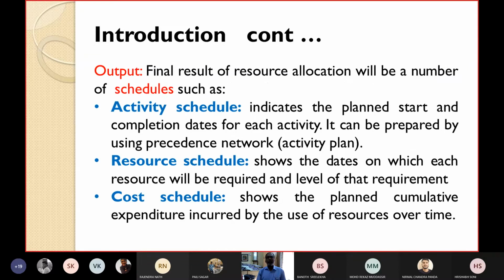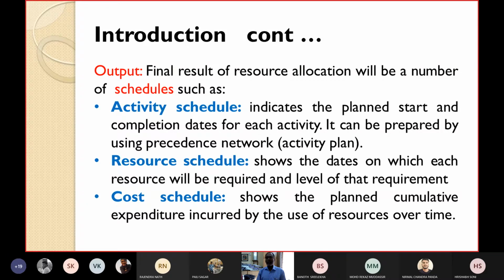Now let's see what is the output of resource allocation. The final result of resource allocation will be a number of schedules. What schedules will we get at the output? Number one, the activity schedule, then the resource schedule, then the cost schedule. The activity schedule we have already discussed earlier. It indicates the planned start and completion dates for each activity: which activity will start when and be completed when.